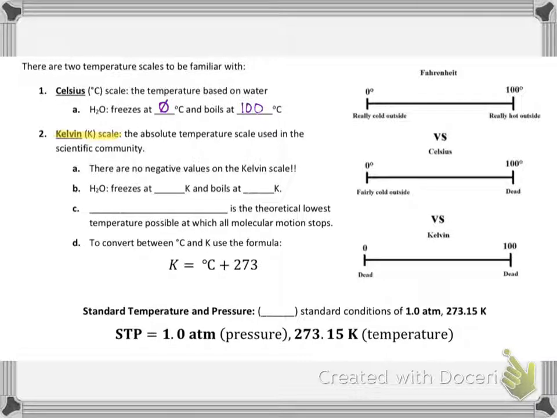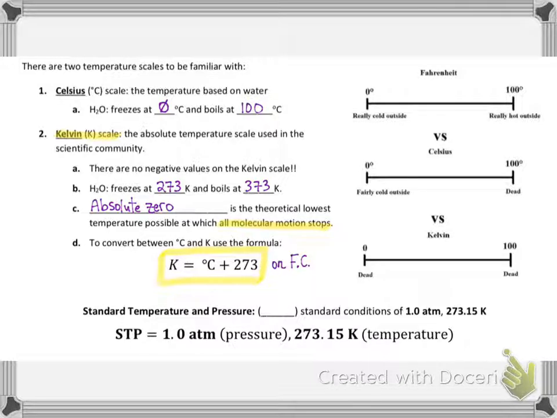So water freezes specifically at 273 Kelvin, and it boils at 373 Kelvin. And then, as I mentioned, absolute 0, that's the theoretical lowest temperature possible, and where all motion stops. Crazy. Now, it is very easy to convert between Celsius and Kelvin using this handy-dandy formula that is given to you on your formula chart. Basically, take the temperature in Celsius and add 273.